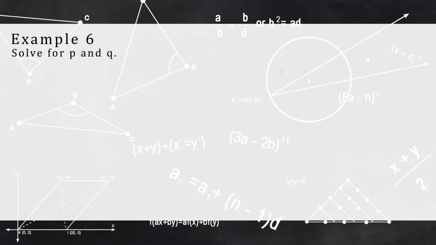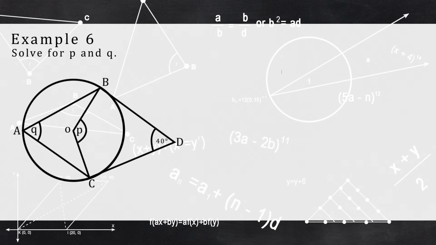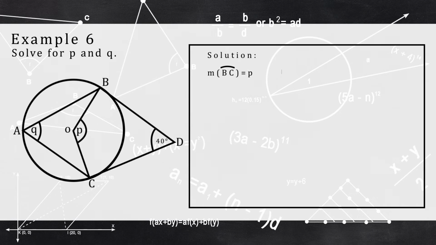Let's have another example. Solve for P and Q in the figure. In the figure, angle BOC is a central angle with measure equal to P. Thus, its intercepted arc, arc BC, is also equal to P. Measure of arc BAC is equal to 360 degrees minus P.